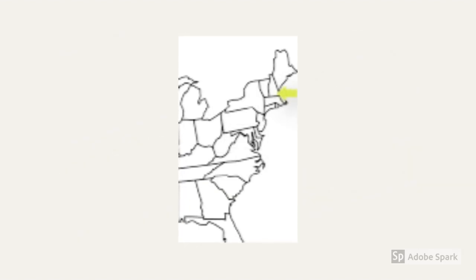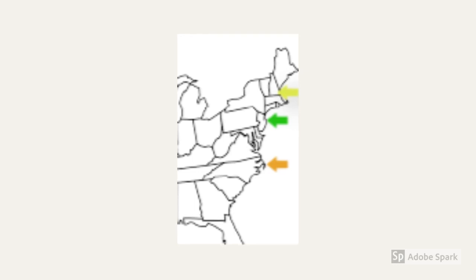The northernmost colonies were named New England. The central group of colonies were called the Middle Colonies. The southernmost group of colonies were called the Southern Colonies. Although each region is part of the 13 original colonies, each is unique. We are going to discuss some of the differences between these 3 regions.